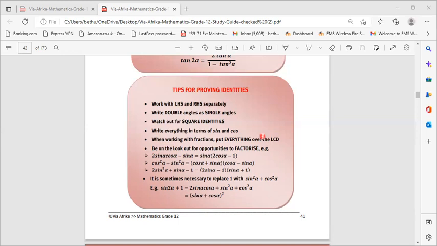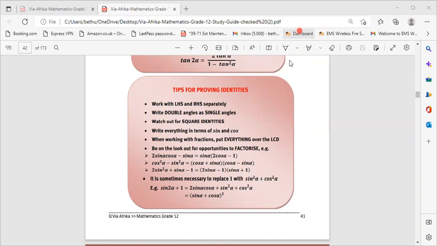Next example, if you're given cos squared alpha minus sine squared alpha, you can express it as, let me repeat that again. If you're given cos squared alpha minus sine squared alpha, you can factorize it and say, open bracket cos alpha plus sine alpha, times open bracket cos alpha minus sine alpha.